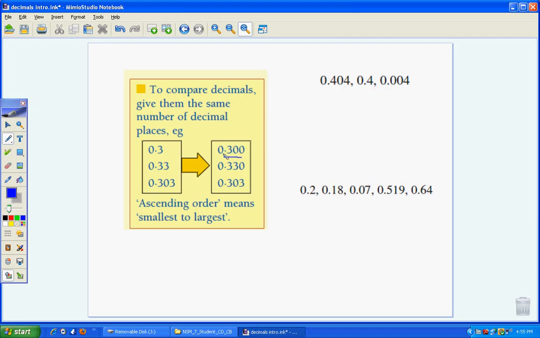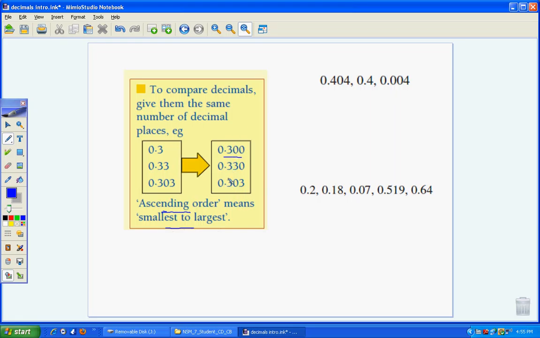That would be the same. It would simplify down to 3/10. 0.33 could be written as 0.330, and 0.303 can be written the same as 0.303. Now if we want to put these in ascending order, remembering that means going up, we're going from the smallest to the largest. What we do is we compare our first one.